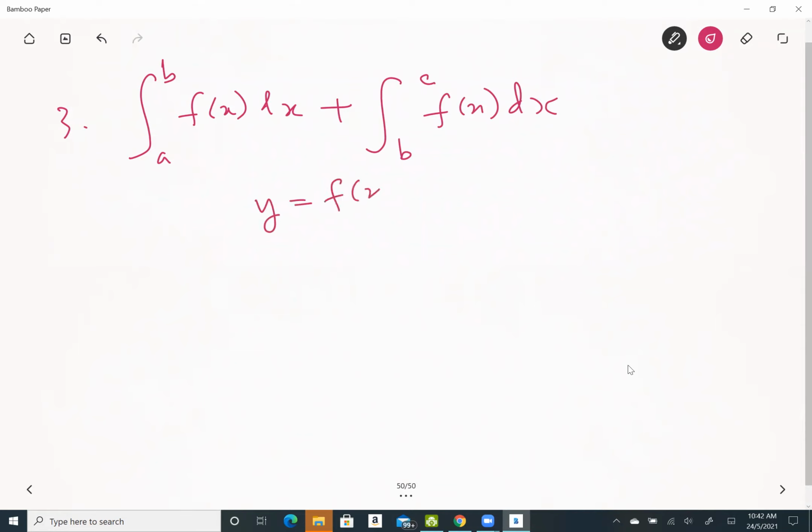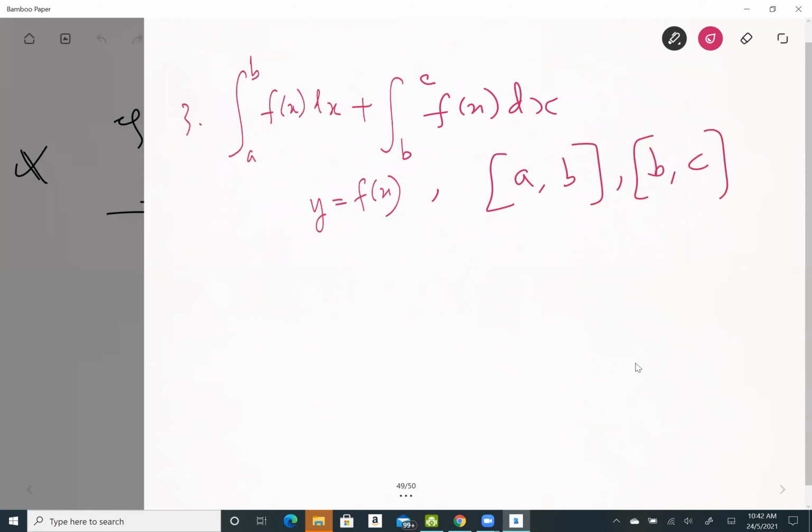Rule number three is this. You are looking at two intervals: the integral from a to b of f(x) dx, and then you want to add another integral from b to c of f(x) dx. Here you see the same function, y equals f(x), but you have two intervals, a to b and b to c. If you look at the graph, it will look something like this.